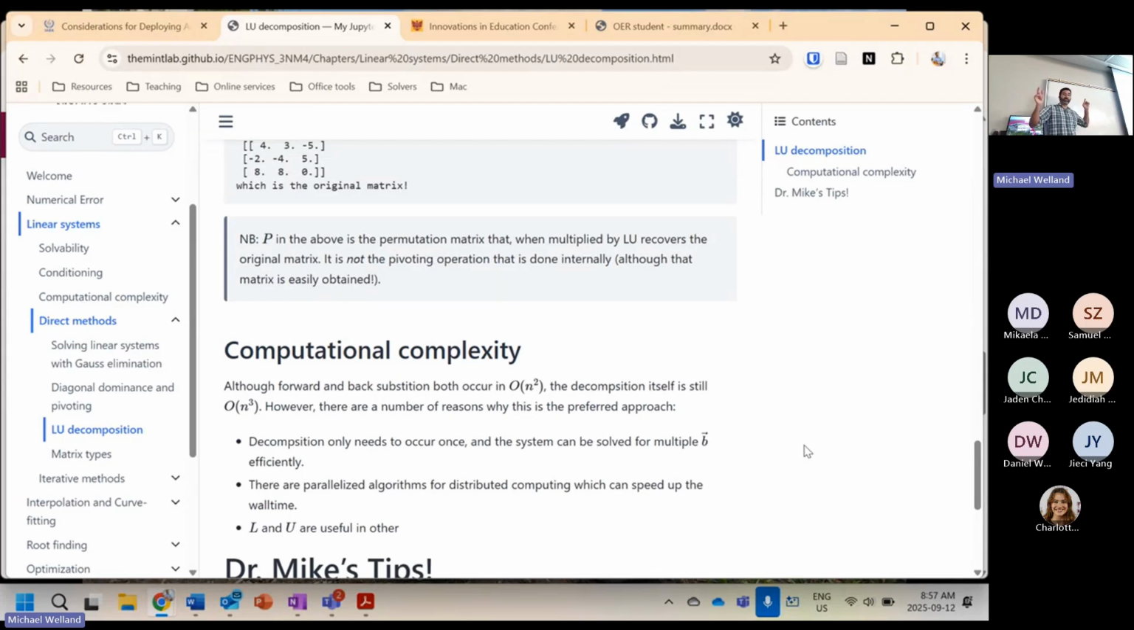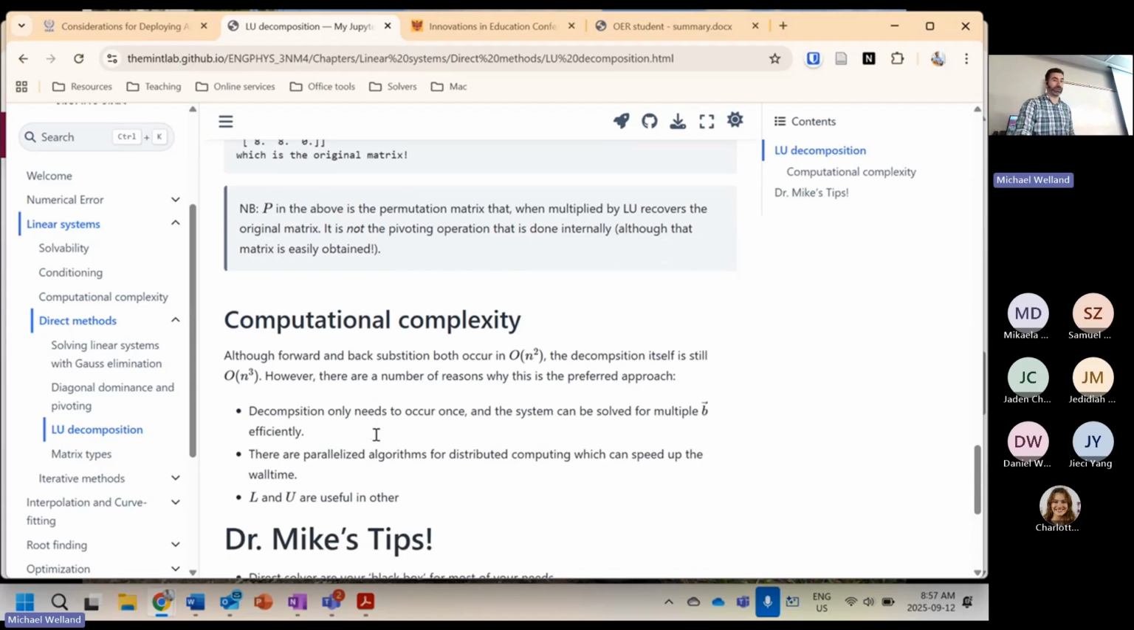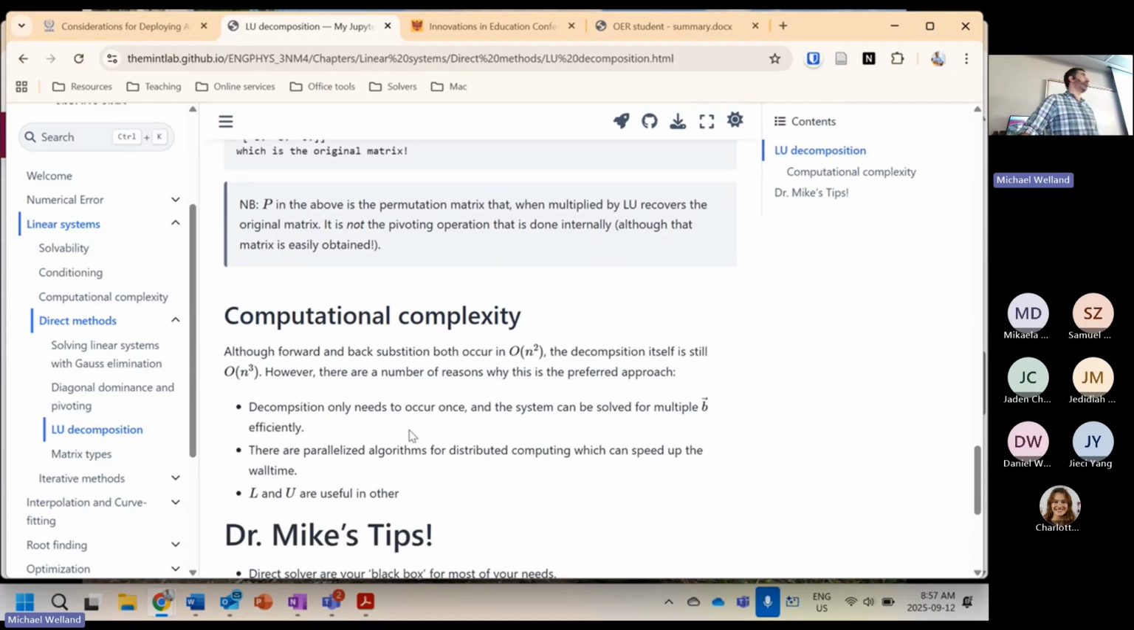Even though the L and U solution phase costs O(N squared), the decomposition, Gaussian elimination, by which we calculated them in the first place, costs O(N cubed). So we've actually increased the load. This hasn't actually helped, but there are a number of reasons why it's preferred. First of all, the decomposition only has to happen once.